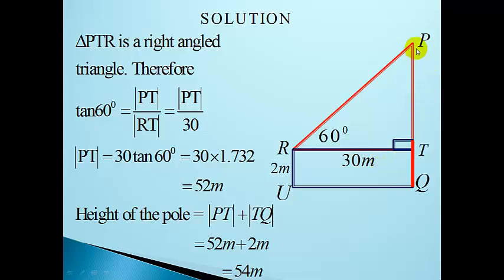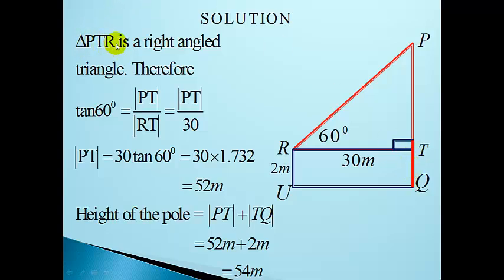Now we are solving for the distance from P to Q. Take note that RU is equal to TQ. If RU is equal to 2 meters, then TQ is also 2 meters. The height of the vertical pole is from P to Q. Now that we know TQ is 2, if we calculate the distance from P to T, we can add PT to 2, and that will give us the height of the vertical pole.